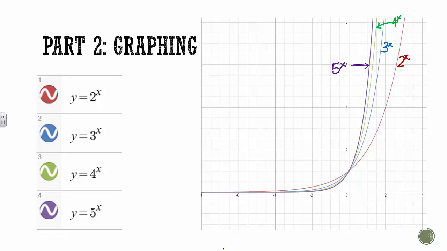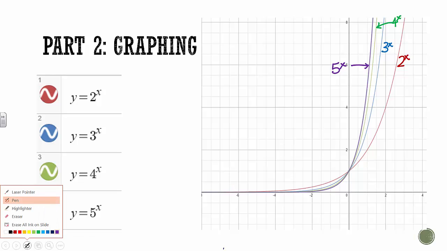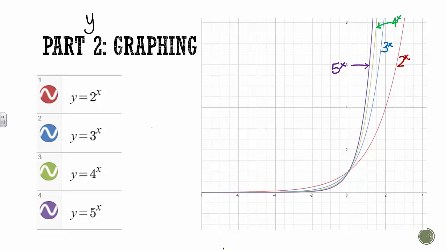If you look, the thing that's changing here is our growth factor. Remember, we have the equation y equals a times b to the x. For all of these, the a value is just 1. And if you look, that's our starting point. That's where it crosses the y-axis. That's our y-intercept. And for all of these, a equals 1, so they all cross right here.